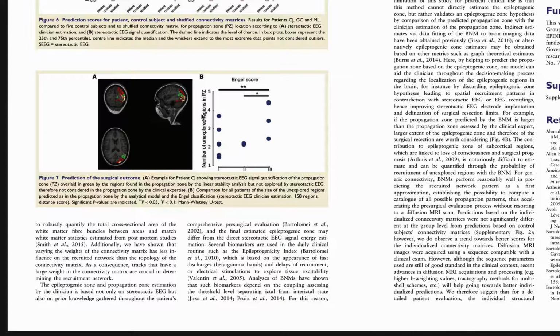And on the right side in panel B, they compared post-surgery outcome with the Engel score versus the number of unexplored regions in the propagation zone. So the Engel score is a score for seizure freeness after surgery, and a score of 3 says that there are still occurring seizures, and a score of 1 is the best score with seizure freeness. And as you can see, the more the 2 predictions differ from each other, so the more the brain model predicts other propagation zones than the clinical expertise, the worse the outcome.